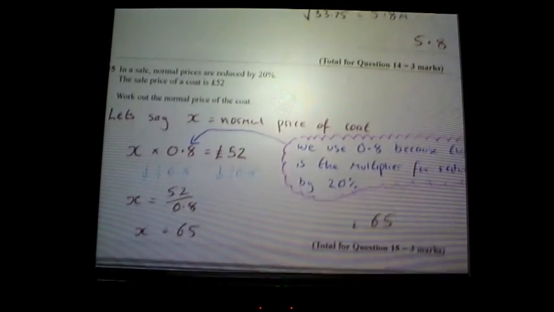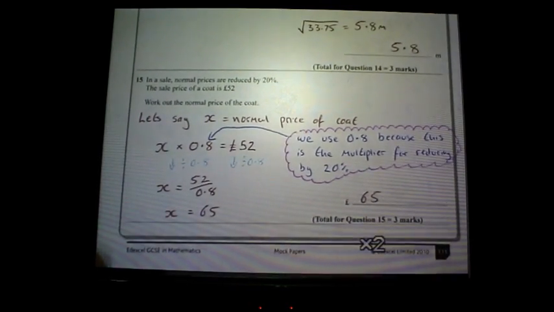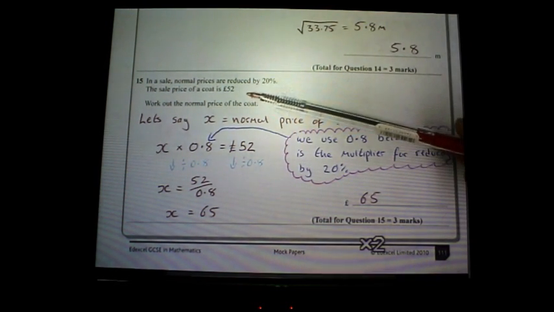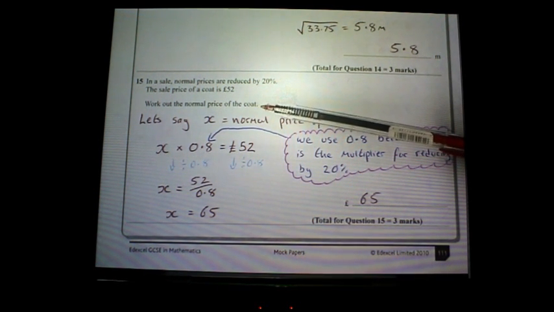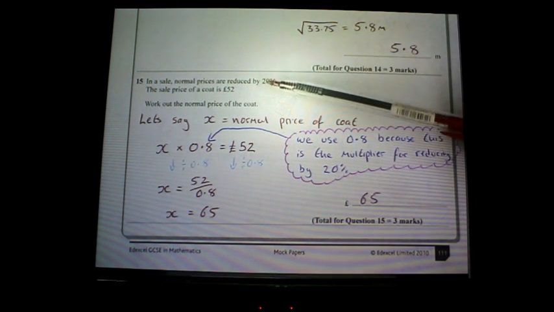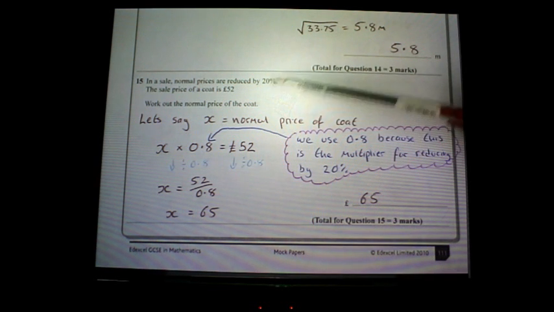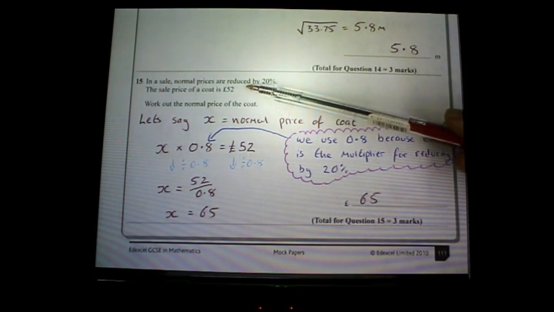This next one is nasty. Percentages, but it's backwards percentages. In the sale, normal prices are reduced by 20%. So the sale price of a coat is £52. What is the normal price of the coat? So you can't reduce it by 20%, or increase it by 20% to find out the actual cost. Because it's come down by 20%, we want to find out what it was. So it's going to be higher than 52.